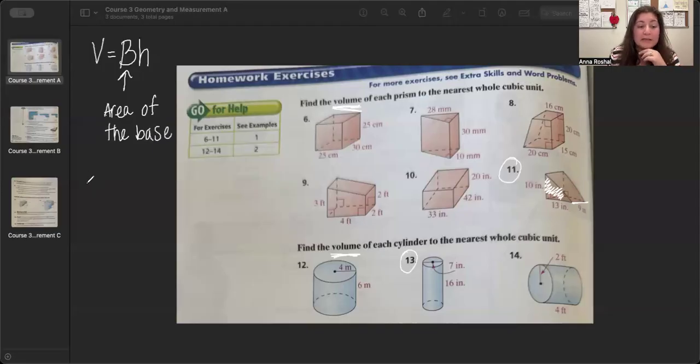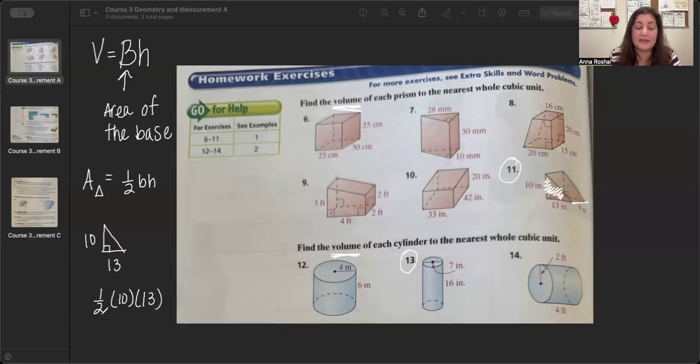So the area of a triangle is 1/2 the base times the height. So in this particular shape, I know this is a right angle. So this will be my height of 10 inches, and this will be my base of 13 inches. So I'm going to say it's going to be 1/2 times 10 times 13. I can do this math first and get 5, and then multiply that by 13 and get 65.